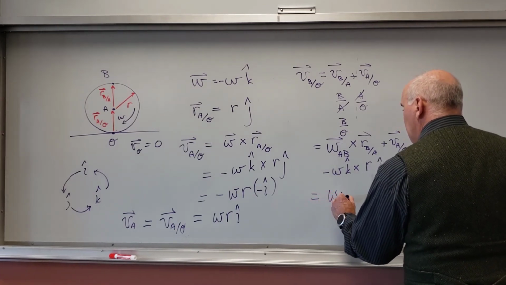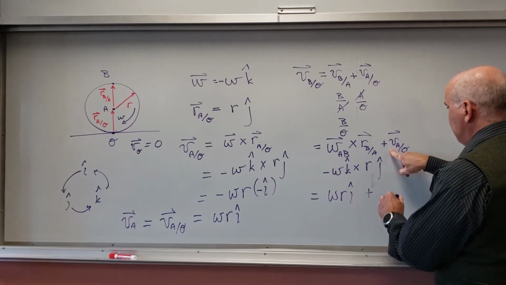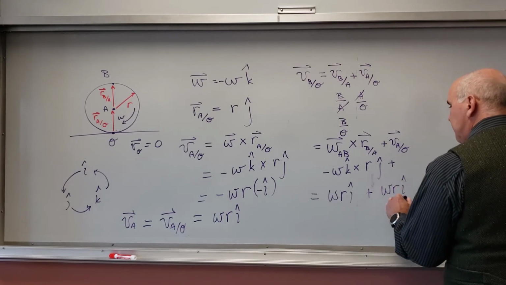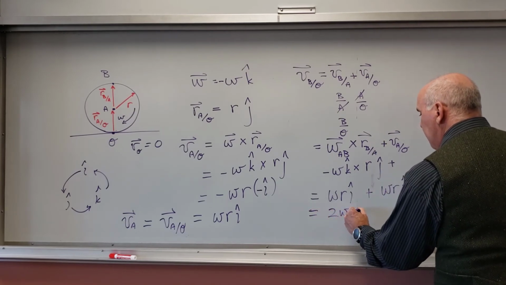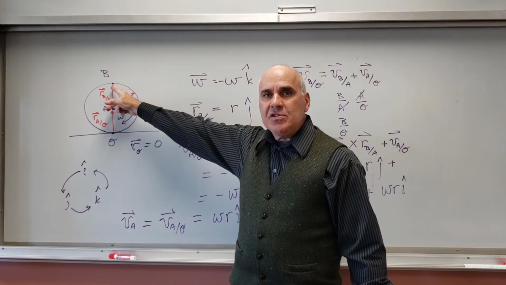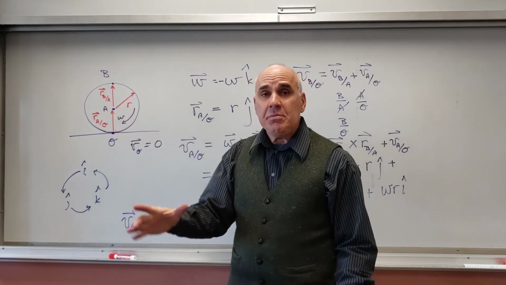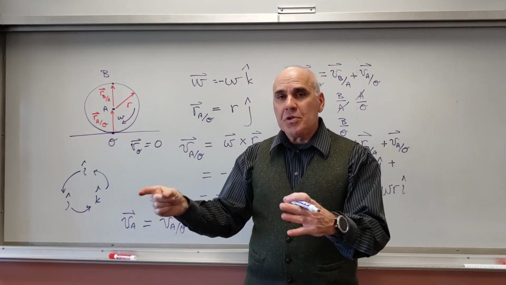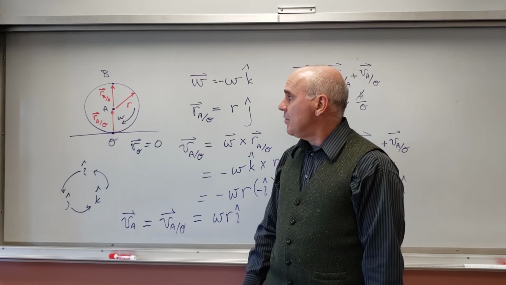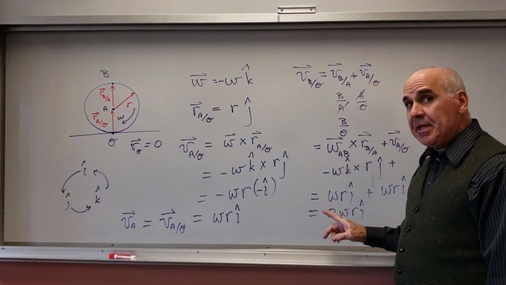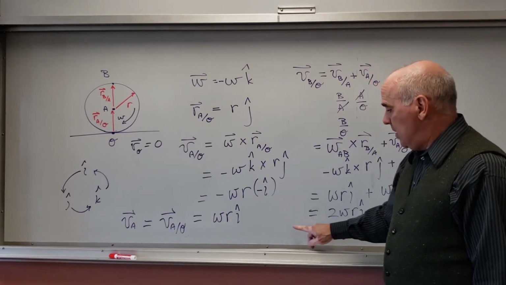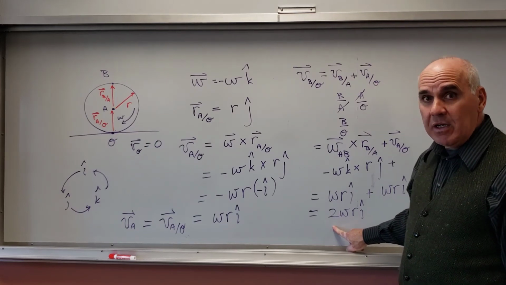So this is omega R i hat, but the velocity of A with respect to O is also omega R i hat. And so this is equal to 2 omega R i hat, which is saying what? The velocity of B is twice the velocity of A. And that's what we saw when we rolled the ring. The ruler went twice the distance the ring went. That's because, in the same time period, it has twice the velocity. The ring goes omega R times time. The top of the ring goes 2 omega R times time.